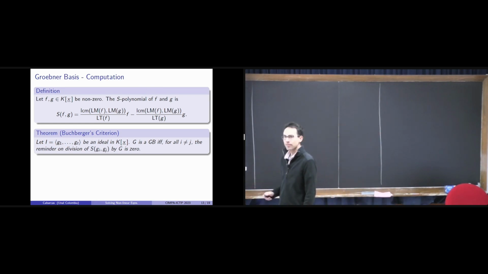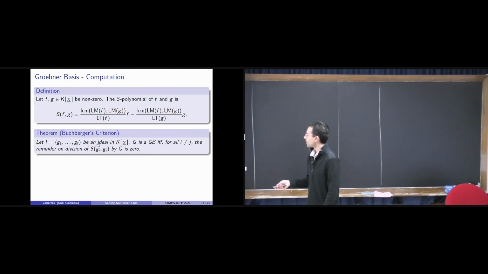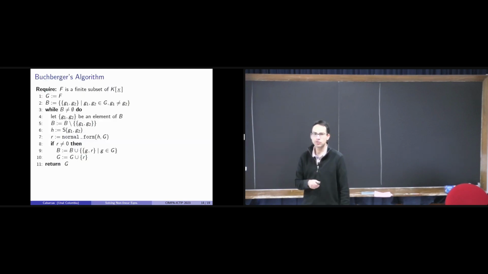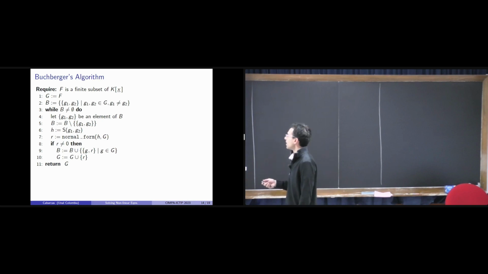Okay. So all we have to do to check if we have a Groebner basis is to take every pair of polynomials and check if they reduce to 0 modulo G. And this leads to a very simple algorithm to compute Groebner bases. It's Buchberger's algorithm. And here is a sketch of the basic Buchberger algorithm.